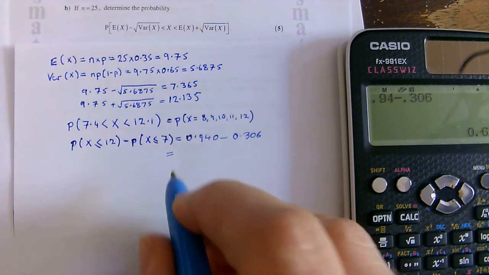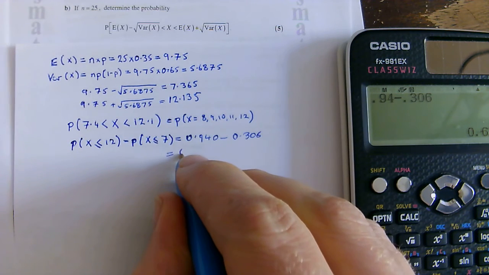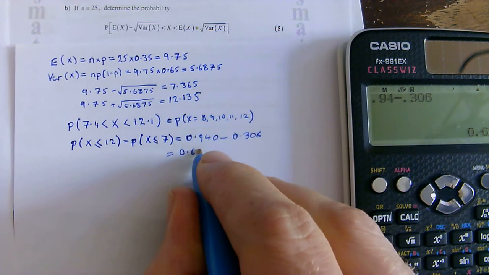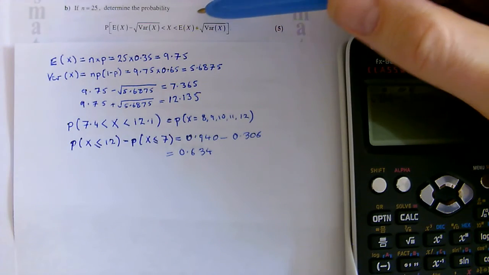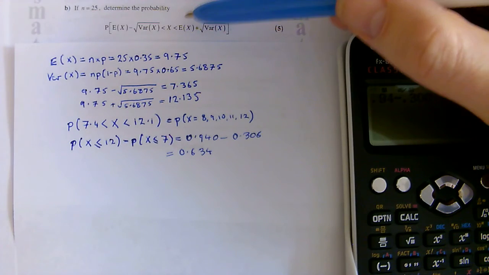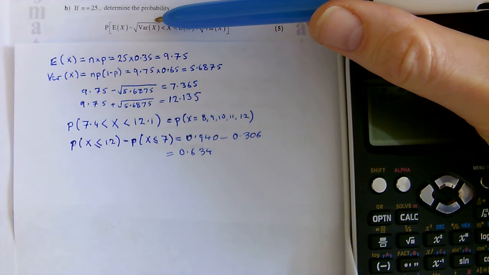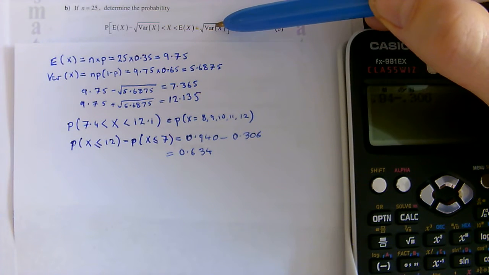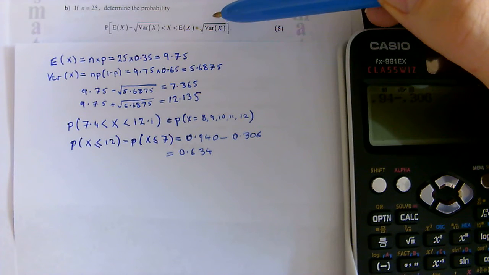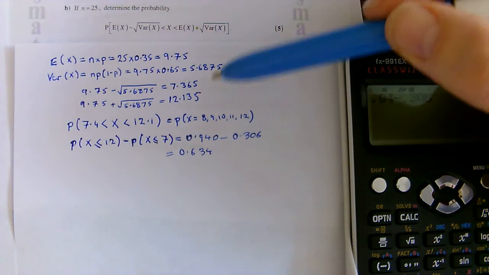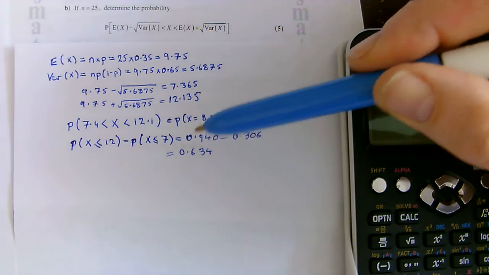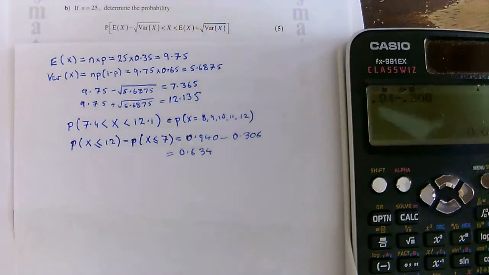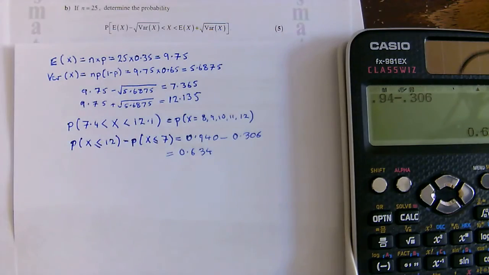Gives me an answer of 0.634. Notice that the question here is in fact asking us what's the chance of x being one standard deviation below the mean and one standard deviation above the mean, which in a normal distribution is 66%. So here we've got an answer of 63.4%, so fairly similar to what we would expect in a normal distribution.